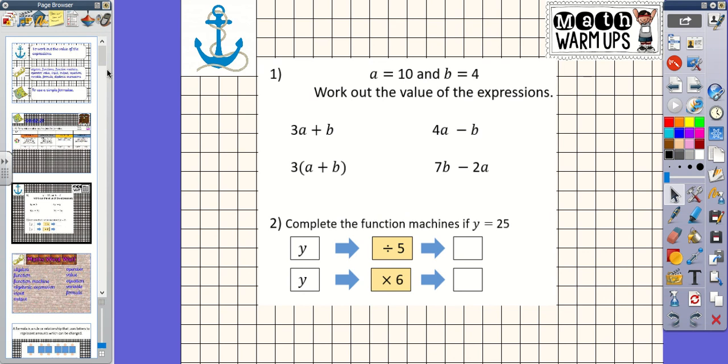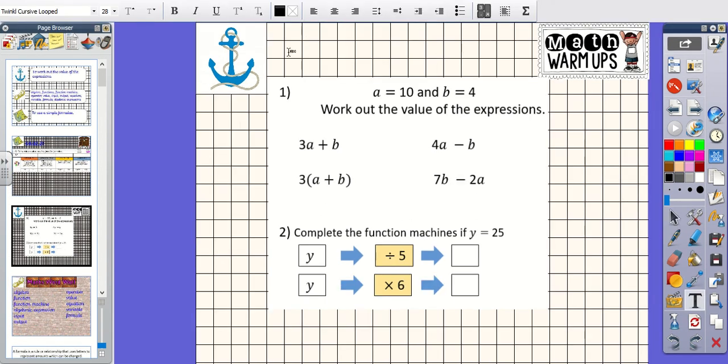To warm our brains up, I would like you to have a go at those two questions on the screen. A equals 10 and B equals 4. Work out the value of the expressions: 3A plus B, 4A subtract B, 3 brackets A add B, and 7B subtract 2A. Remember BIDMAS, and remember that a number before a letter means to multiply.